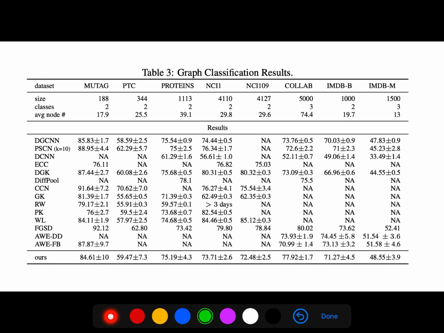And their graph classification results. For example, they compare different methods, for example, WL with their method. You see, it's almost the same. Little improvement, for example, for the protein data set.